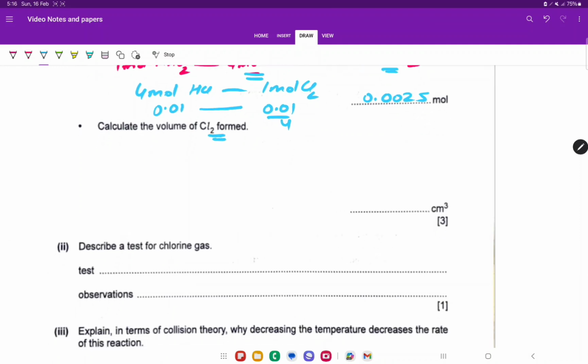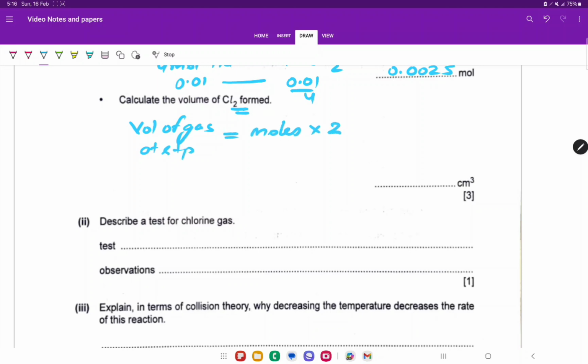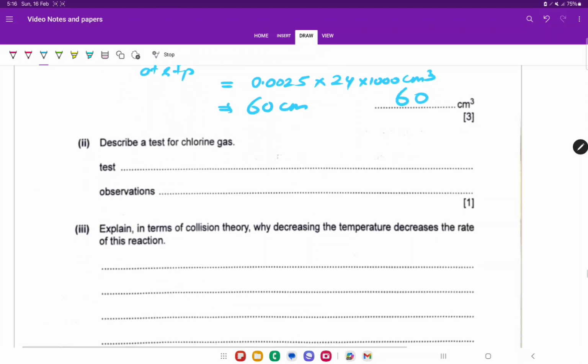Calculate the volume of Cl2 formed. Now, as per the question, volume of a gas at RTP is equal to moles of the gas into 24 dm3, which is my RTP volume for 1 mole. Moles is 0.0025 into 24. By 1000 I do, and I will get 60 centimeter cubes, because my answer required is in centimeter cube. Got it?